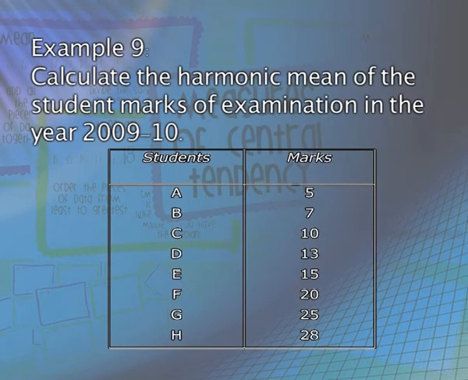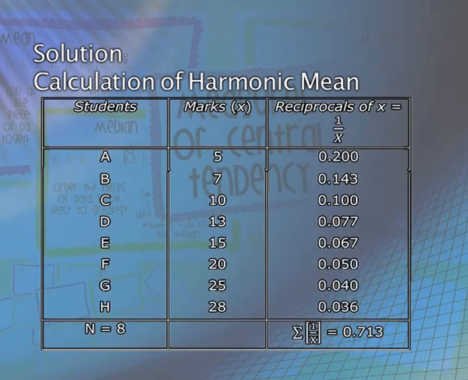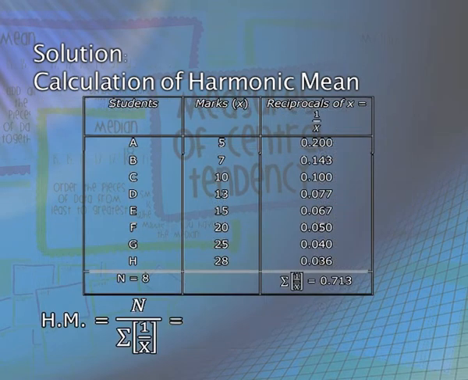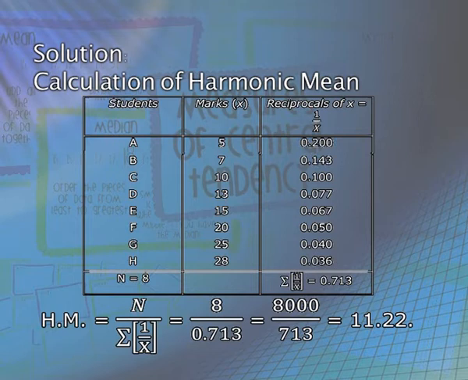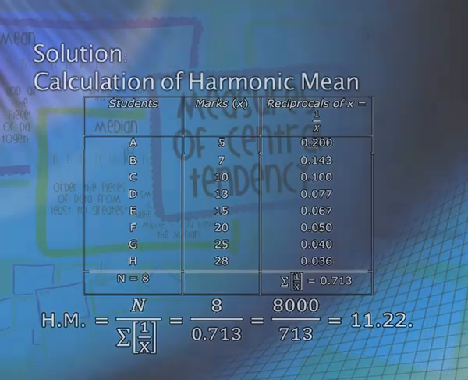Calculate the harmonic mean of the student marks of the examination in the year 2009 to 10. Now let's see the solution. Let's calculate harmonic mean using the formula n divided by sigma 1 upon x. We have calculated sigma 1 upon x equals 0.713, and we know that n is 8. Applying the formula, that is equal to 8 divided by 0.713, which is equal to 8000 divided by 713. So that will give you 11.22.